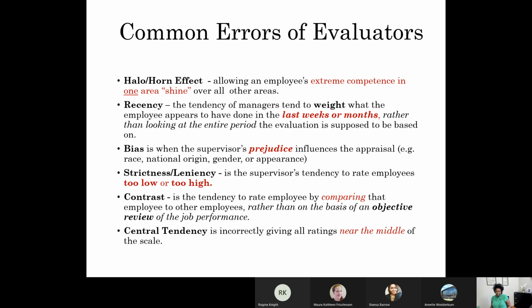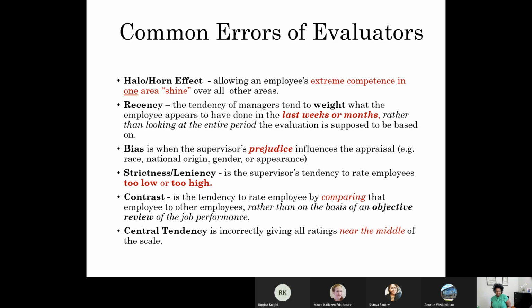Also, contrast is the tendency to compare one employee over another, rather than just giving an assessment based on an objective review of that employee's job performance. You may have two people in the office doing similar work, and you compare both of them, and assess based on how good or how poor one person is doing, as opposed to looking at them as two separate individuals and going through the different metrics individually. So that's something that we have seen and employees have complained about.